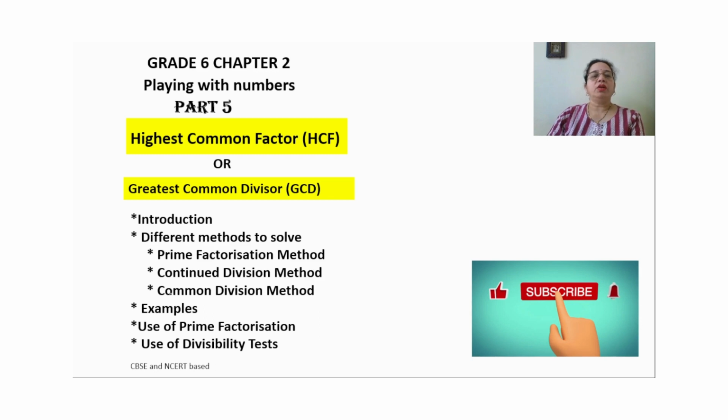We are dealing with the topic playing with numbers, grade 6 chapter 2. My today's topic is highest common factor, in short we call HCF, or greatest common divisor, in short GCD.